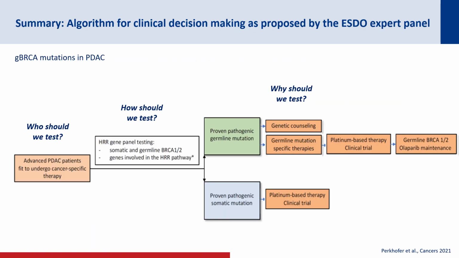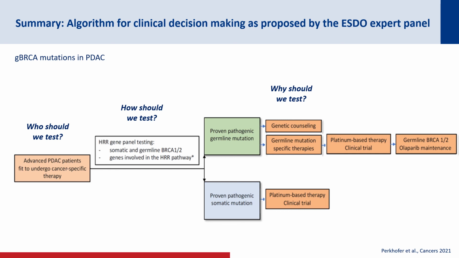To summarize, here's an algorithm for clinical decision-making as proposed by the ESDO expert panel. Who should we test for germline BRCA mutations? Advanced PDAC patients who are fit to undergo cancer-specific therapy, ideally at the time of the primary diagnosis. How should we test? By using a gene panel that includes somatic and germline BRCA mutations and ideally other genes involved in the HRR pathway.